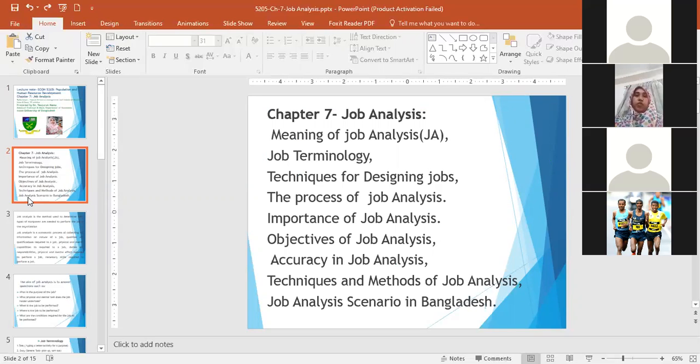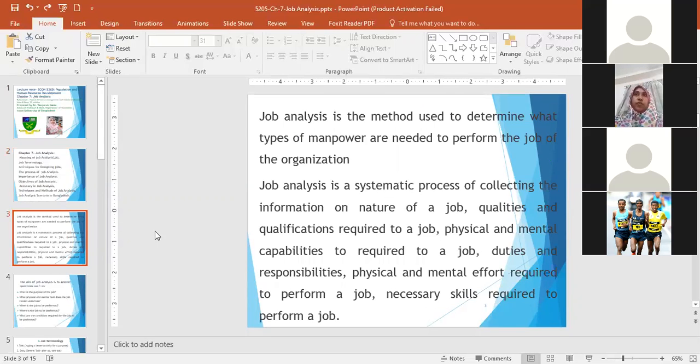First of all, I am going to discuss what we mean by job analysis. Job analysis is the method used to determine what types of manpower are needed to perform the jobs of the organization. So job analysis is a method to select or determine what types of manpower are needed to perform the jobs of an organization.